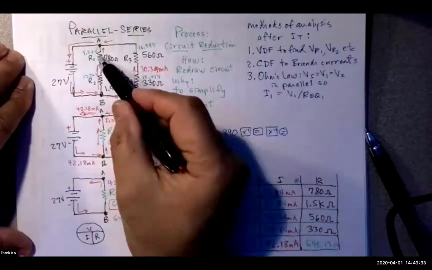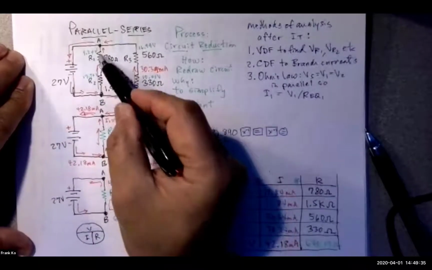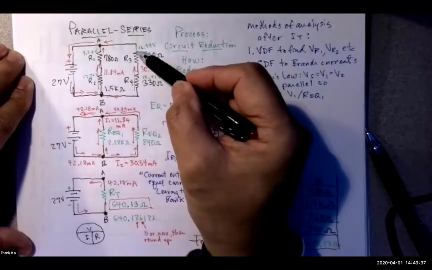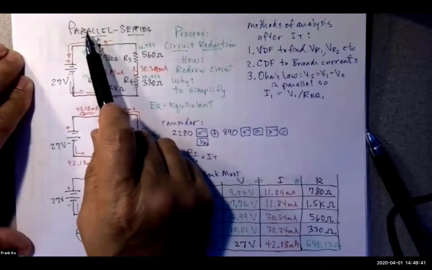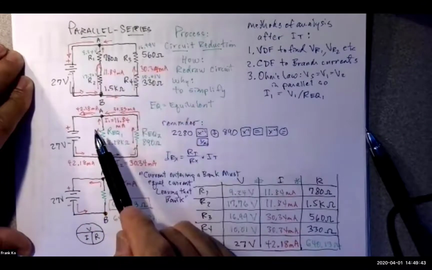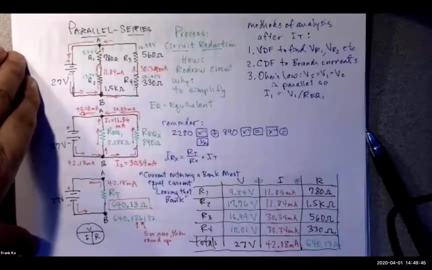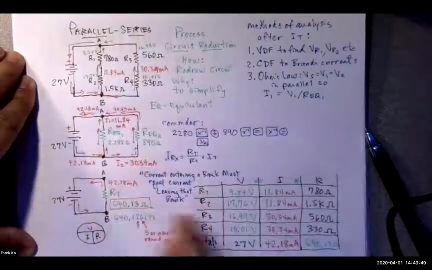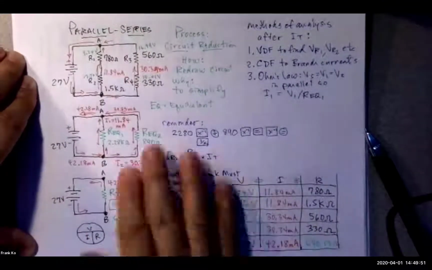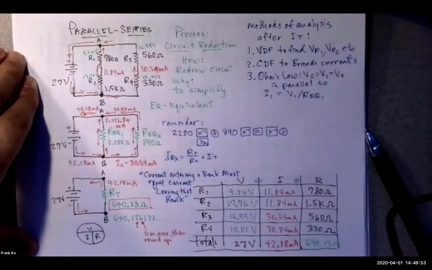But it has series elements in it. It has series elements in the first branch, and series elements in the second branch. So this is called a what? A parallel series circuit, in contrast to a series parallel circuit that we had done before. Okay, so that's the reason why we named this the way we do. Are there any questions as to how this is calculated?